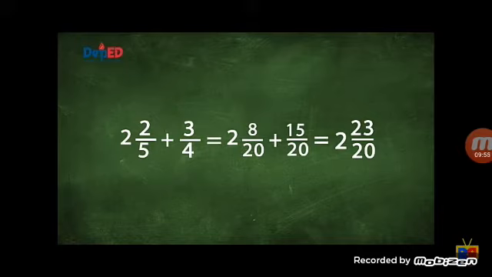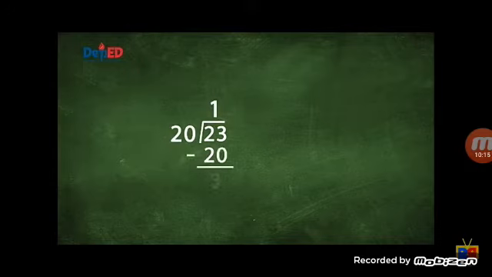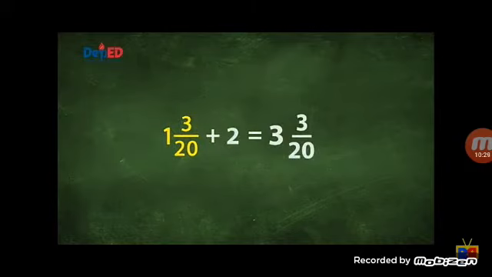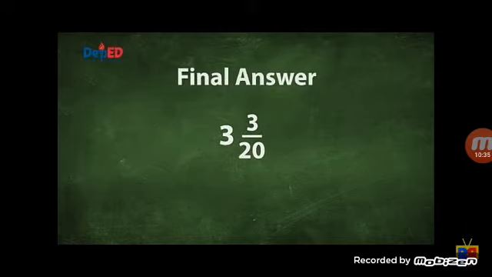Since 23 20ths is an improper fraction, we need to change or rename the answer to a mixed number. Let us recall how an improper fraction is changed to a mixed number. Divide the numerator by the denominator. The quotient will be the whole number, the remainder will be the numerator, and the divisor will be the denominator. Therefore, 23 20ths is equal to 1 and 3/20ths. By regrouping the sum, 2 plus 1 and 3/20ths equals 3 and 3/20ths.